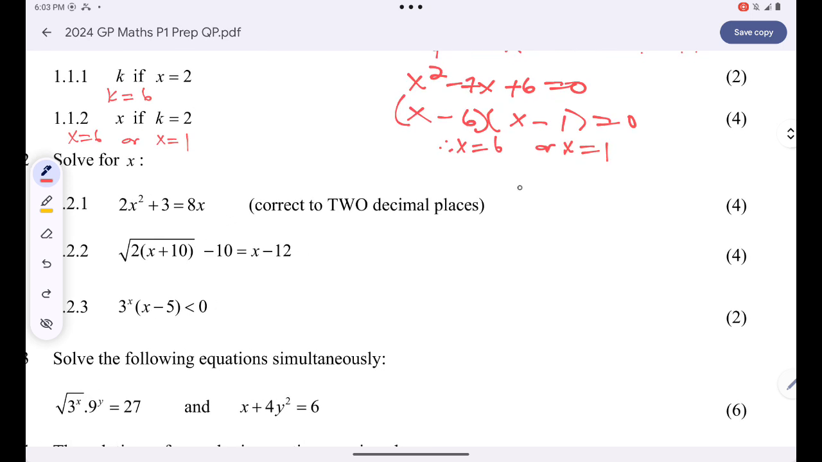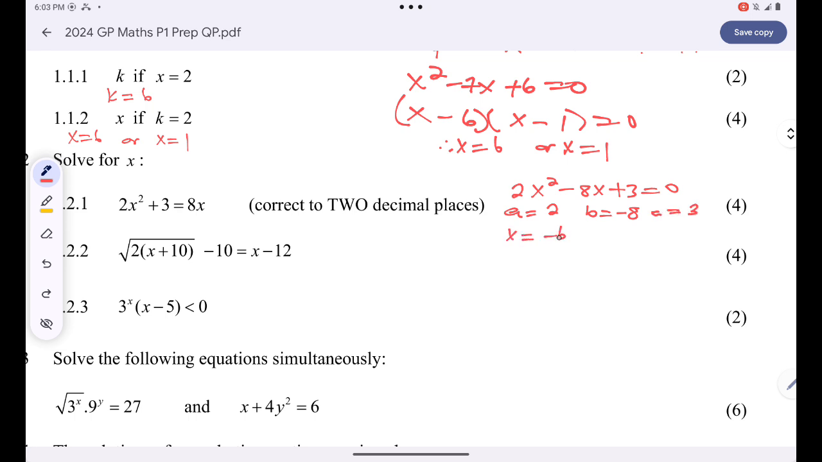So I'll simply say 2x squared minus 8k plus 3 is equal to 0. The value of a, guys, is the coefficient of x squared, that's 2. The value of b is the coefficient of x, and the value of c is our constant term.